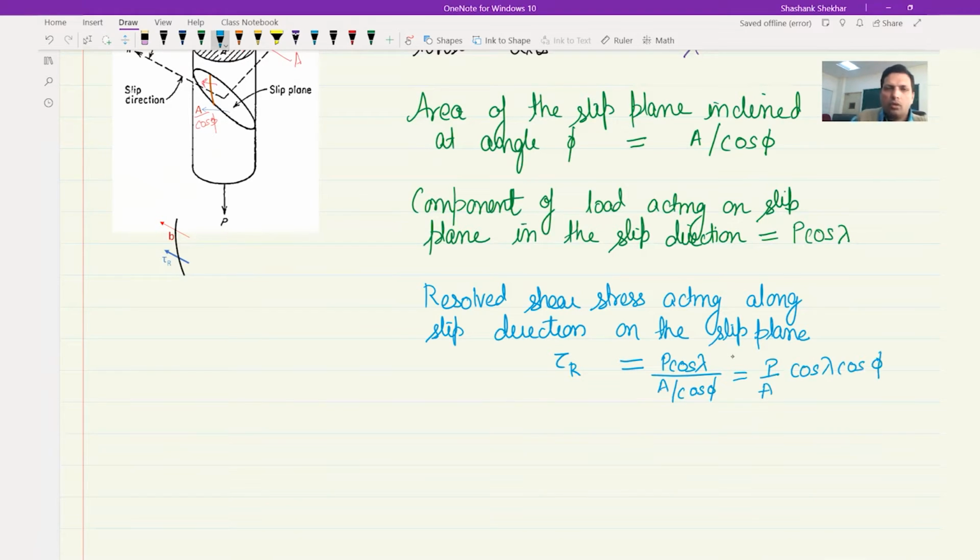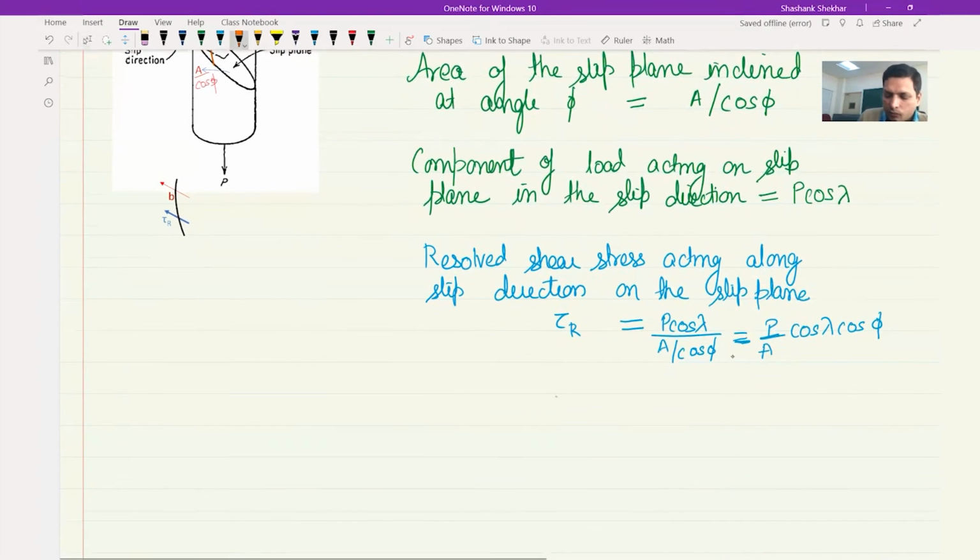This is very similar to, or in fact along the same lines as, where we did the axis transformation. Here also we are doing the axis transformation of a particular quantity, and therefore you can see that the form of the equation is similar. In the end, what we get is this: tau r is equal to P by A, which we know is sigma, times cos phi cos lambda.